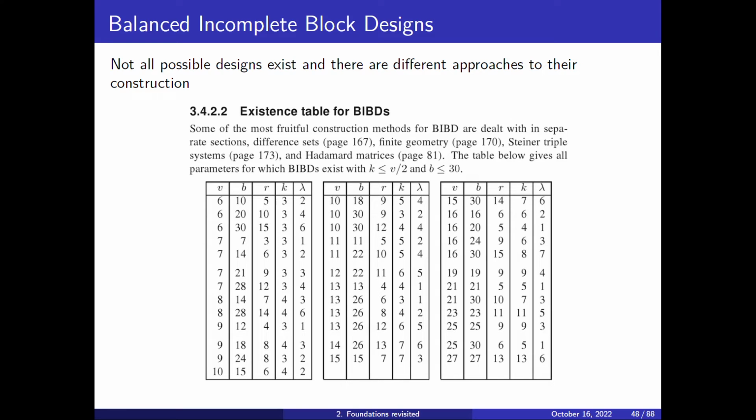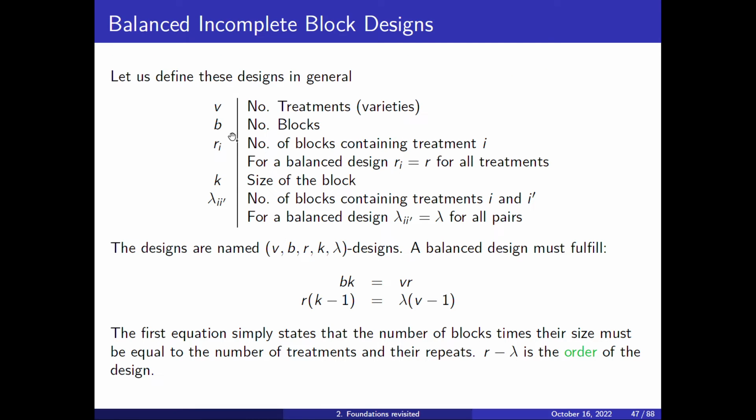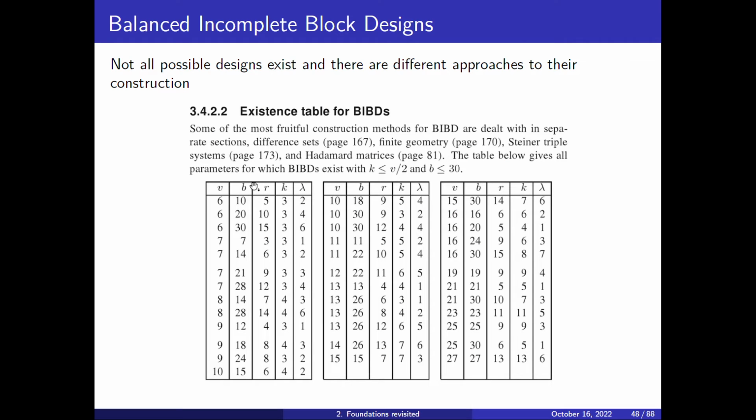Okay, so it turns out that not all possible designs exist. Not all possible combinations of b, v, r and so on are possible. So here we have a few of them for which these kinds of designs exist. Let's say that you have 6 treatments, 10 blocks. Each treatment appears 5 times. There are 3 repetitions of each one of the combinations, and each one of the pairs appears twice. So this combination exists. So we can make this design.